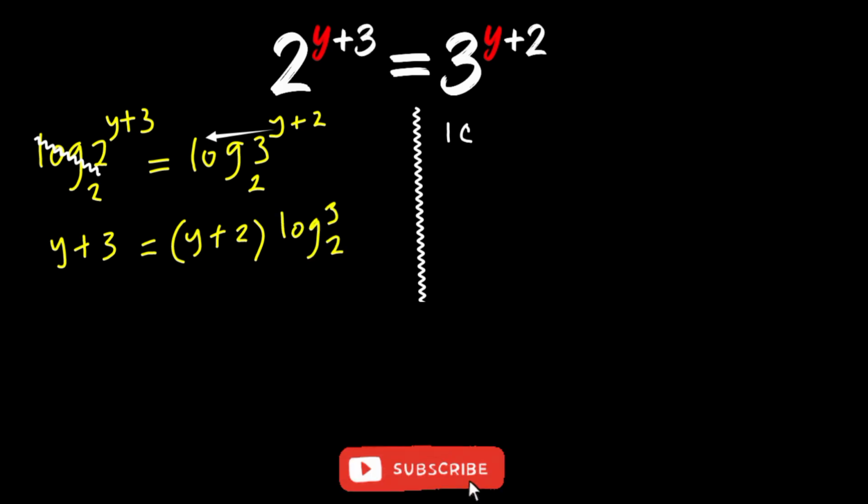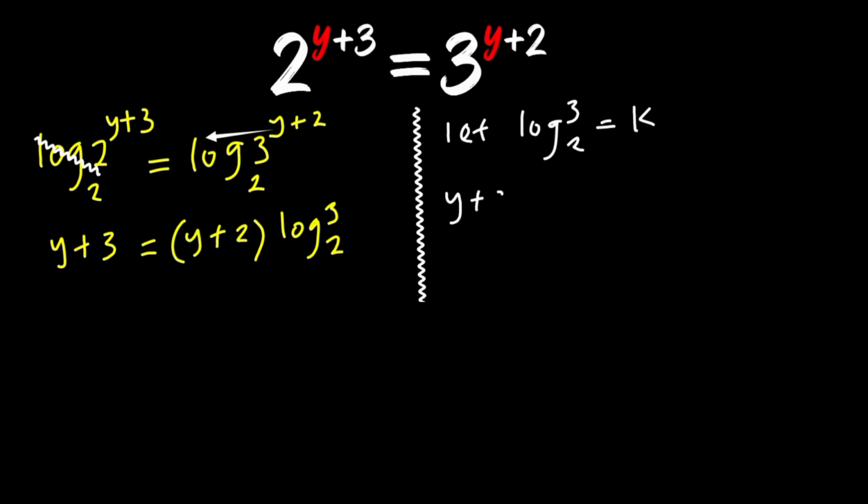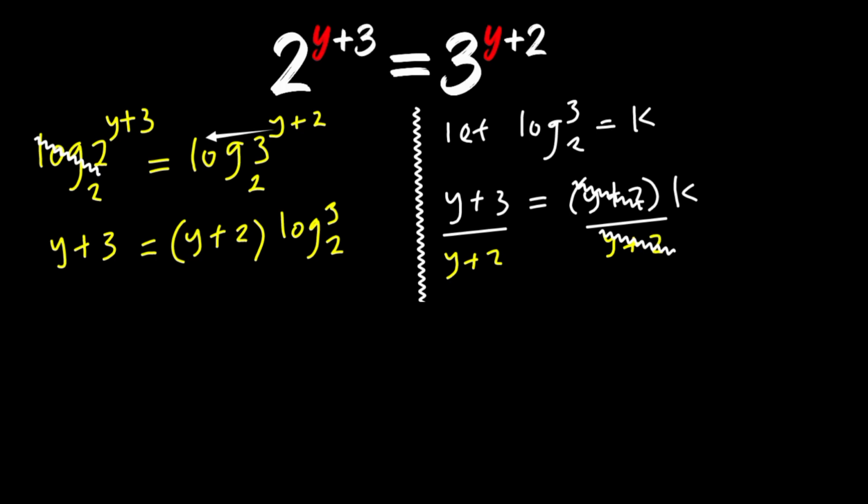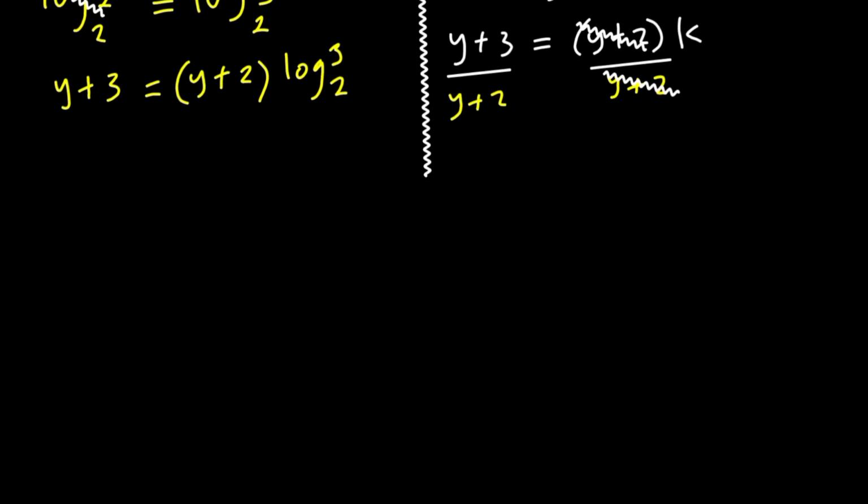Since log 3 base 2 is a constant, we can just say let log 3 base 2 equals k. Therefore, we write y plus 3 equals y plus 2 times k. So then we divide both sides by y plus 2. And we know that this cancels this, and then we're going to be left with y plus 3 equals k times y plus 2.